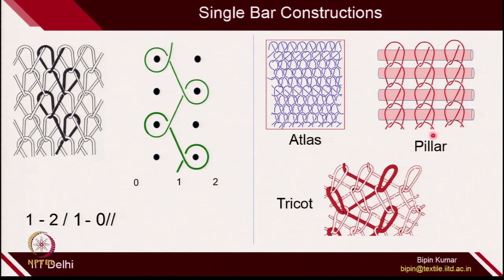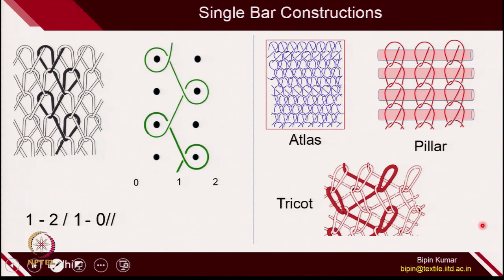Especially the pillar is not possible because here the loops or the columns are not connected with each other. So, that is why we need weft inlays to make the fabric possible. Atlas, pillar and trichord are usually produced on trichord machines where you just need one guide bar to create this structure.